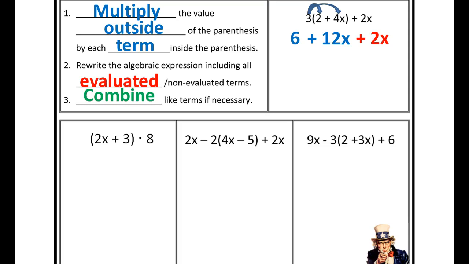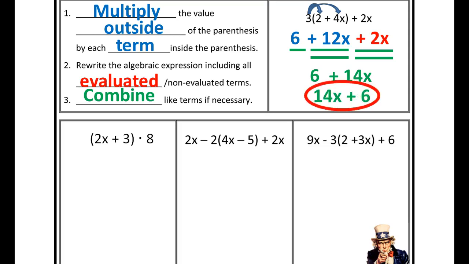I see 6, I see 12x, and I see 2x. I do see common or like terms. 6 doesn't have any like terms, there's no other constants. 12x, however, does have a like term, 2x. 12x plus 2x gives me 14x. So I could write 6 plus 14x, or more traditionally it would be written 14x plus 6. Both mathematically are correct. However, on things like the ACT, you might see 14x plus 6 before you'd see 6 plus 14x. Let's look at a couple of exceptions to the rule.